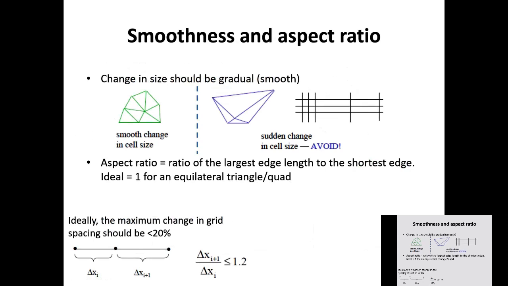And aspect ratio is one side divided by the other side. Okay, so you know that your aspect ratio is quite large in a boundary layer cell, but it's okay because you're not worried about the lateral direction. You're worried about the normal direction only.